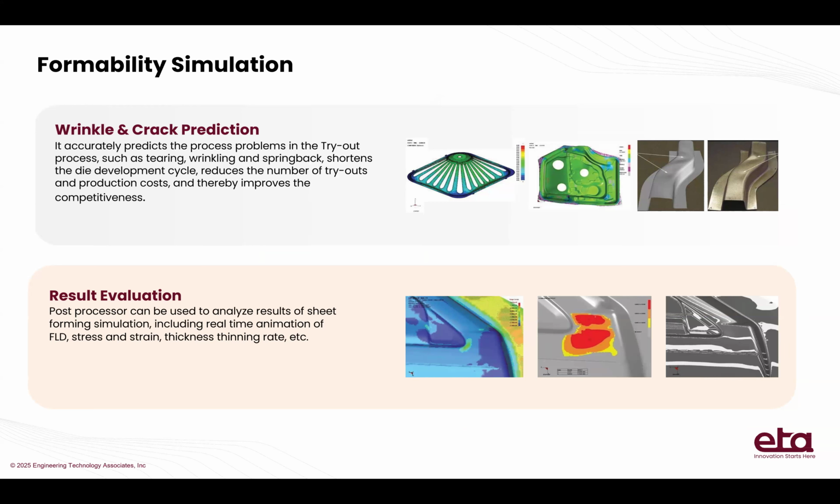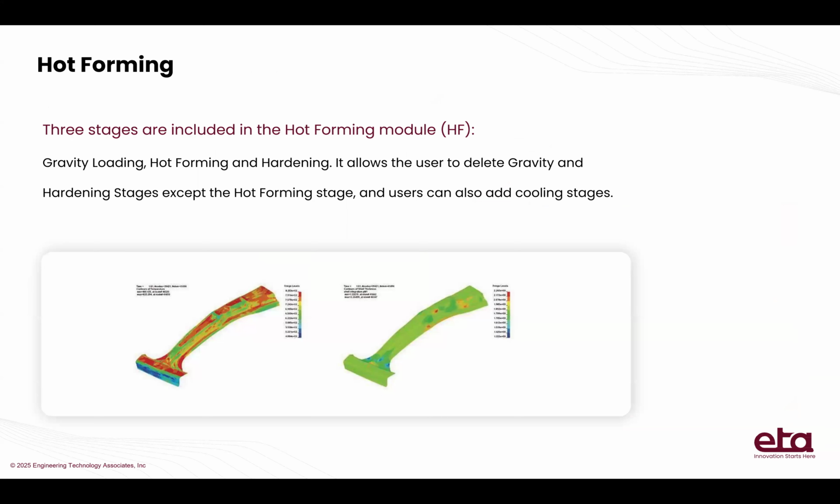See the tears, wrinkle, or spring back before steel is cut. Cut tryout cycle by 50% or more, even the OEM's KPI. It also supports hot forming. 3 stages are included in the hot forming module, like gravity loading, hot forming, and the hardening.